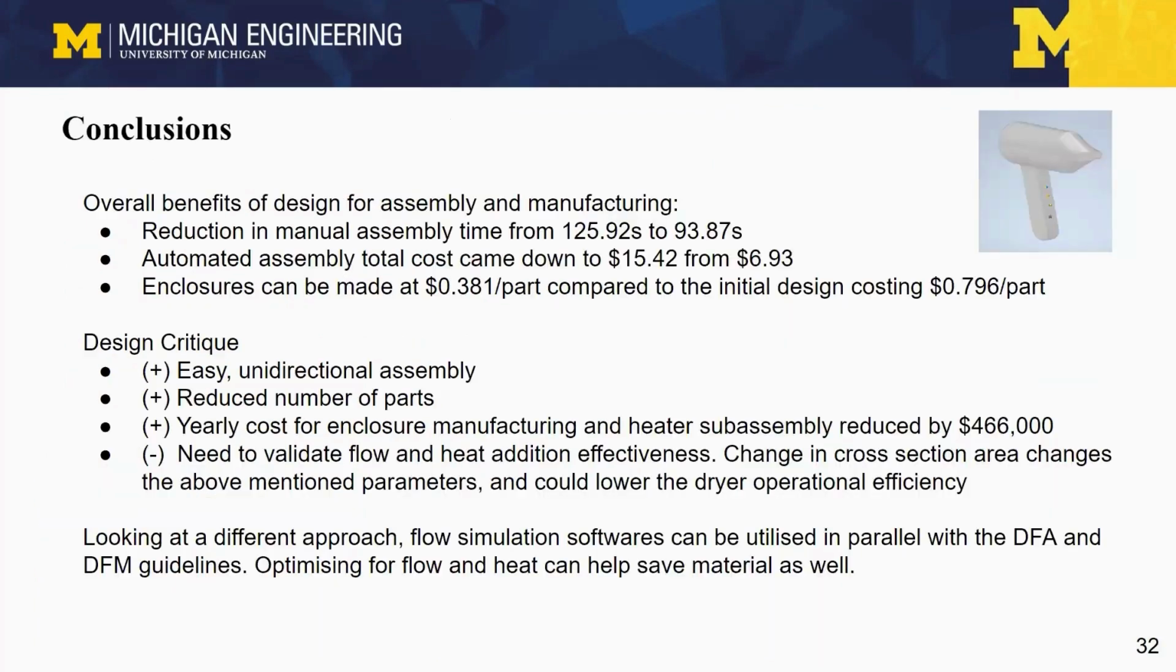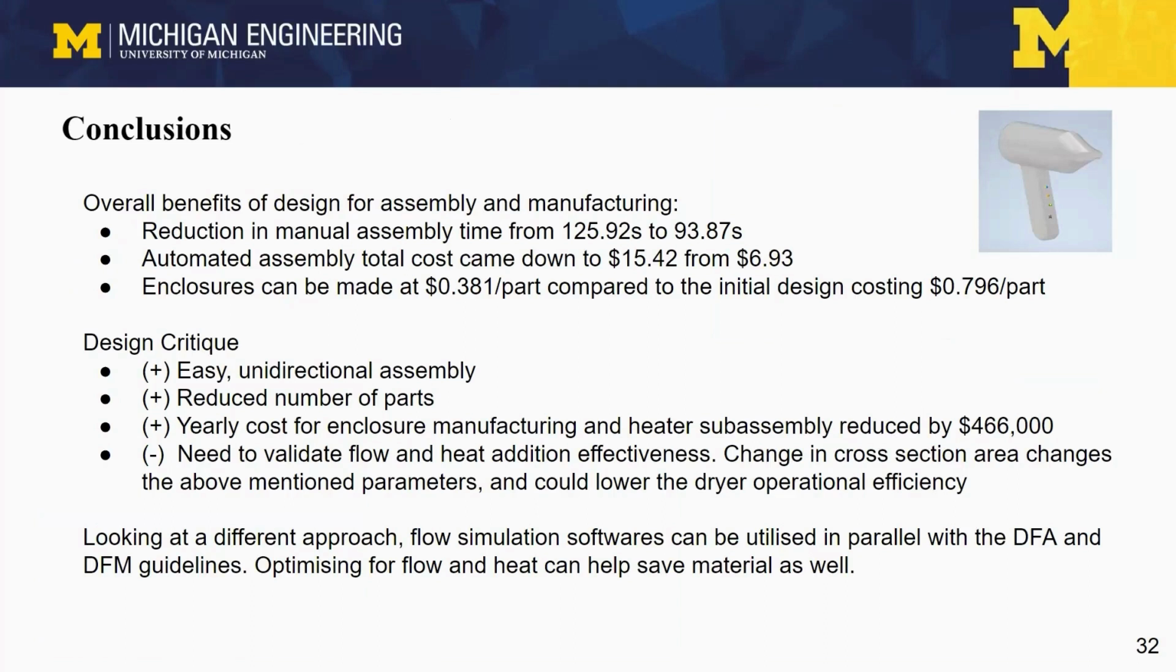Concluding, we see that the time and cost benefits for our manufacturing and assembly processes are possible by following the DFA and DFM guidelines. The pros of the design include easy unidirectional assembly, reduced number of parts, and yearly reduction in cost of enclosures and heater automated subassembly by $466,000.